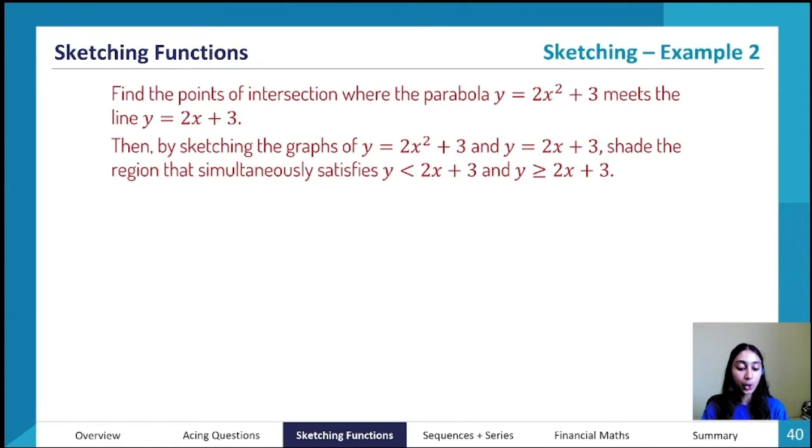Here's another question. I am not going to go through this question unless we have more time at the end, just because I really want to spend some time on financial maths, and this is all kind of revision for you guys. But this is a question that you can do in your own time.